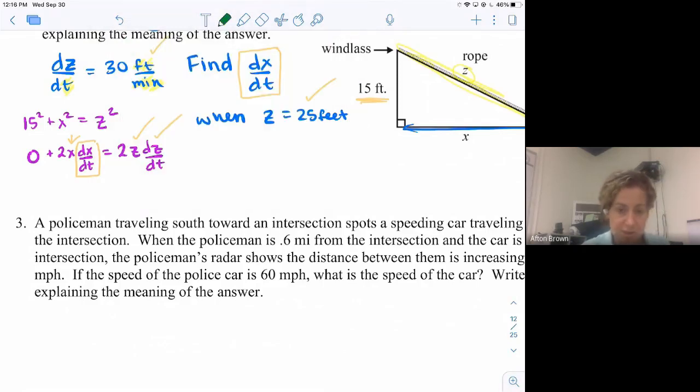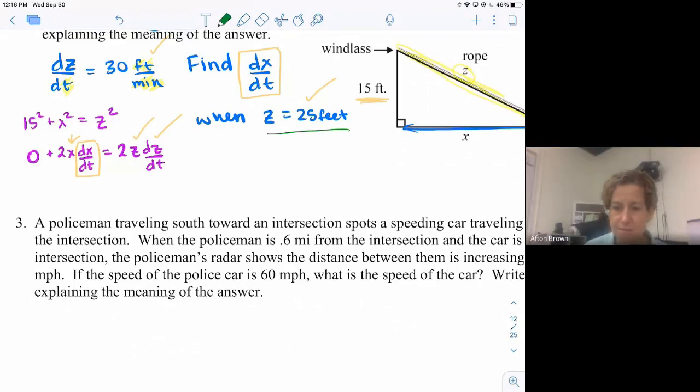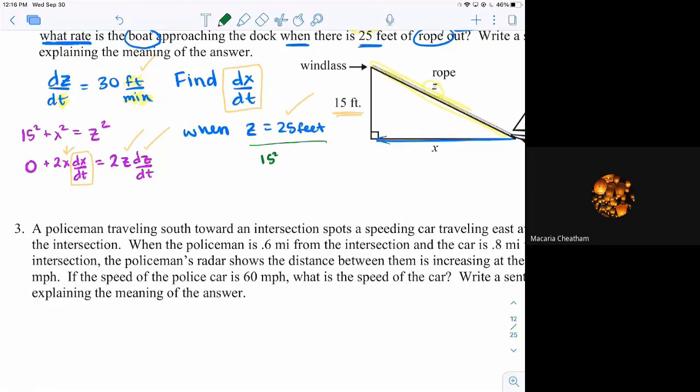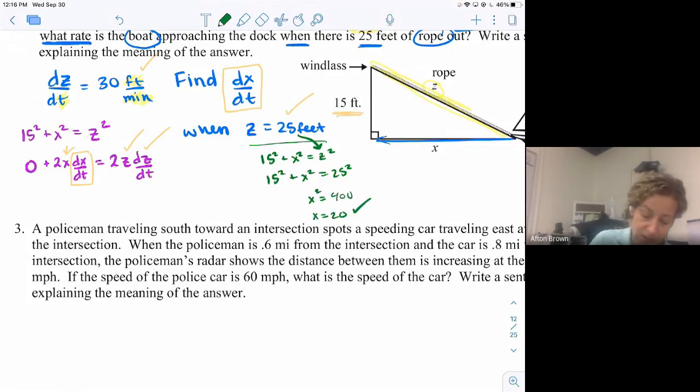Think about how we found it on the last one. Is it possible for us to find x at this moment when z is 25? Yeah, what would you do, Kara? You plug in 25 to the z, so 15 squared plus x squared equals z squared. Perfect. Good. So we can just plug in 25 for z in the original Pythagorean theorem. So 15 squared plus x squared equals 25 squared. If we solve this, we'd get x squared equals 400 and x equals 20. So now we know what to plug in for x.